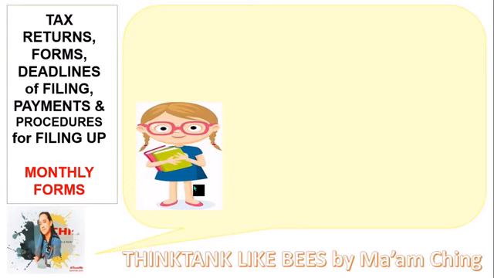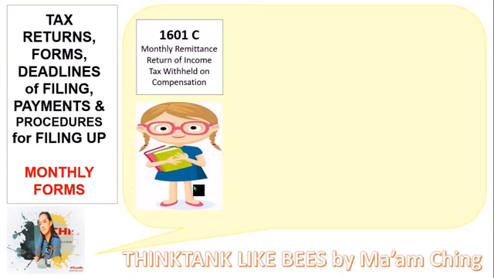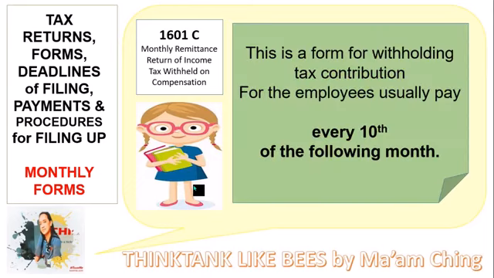So let's start with the monthly forms. We have the 1601C, a monthly remittance return of income tax withheld on compensation. This is the form for withholding tax contributions for the employees. Usually it is paid every 10th of the following month. For example, the last day is January, so you need to pay it on February 10th.